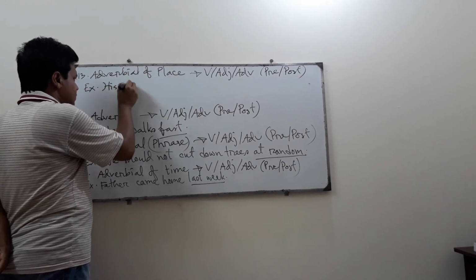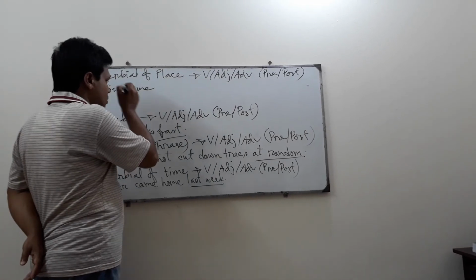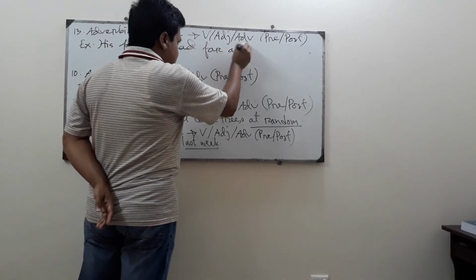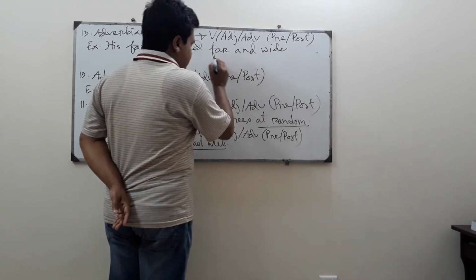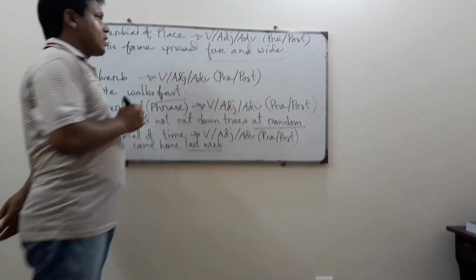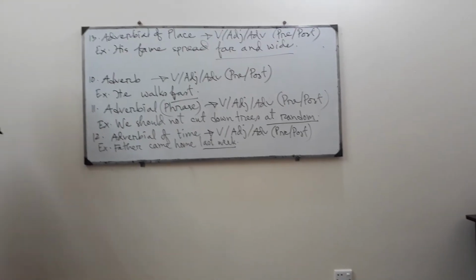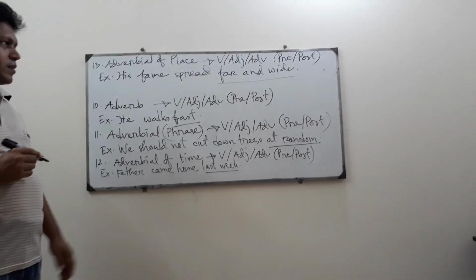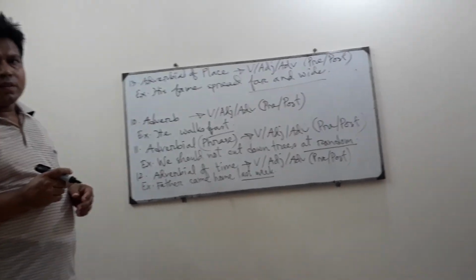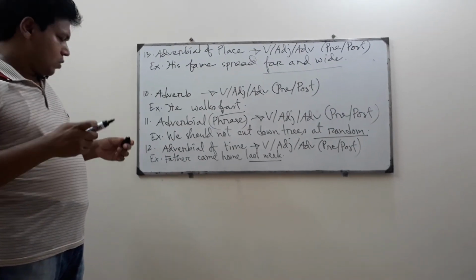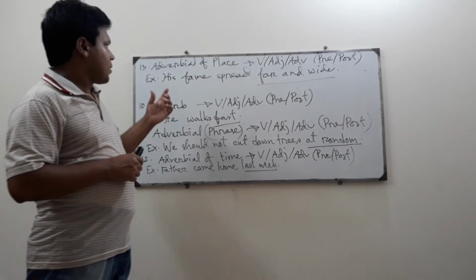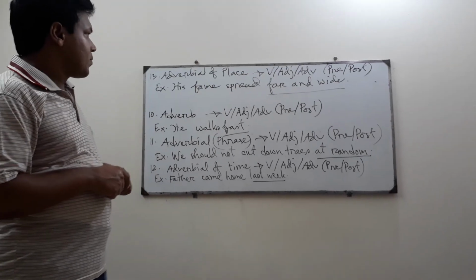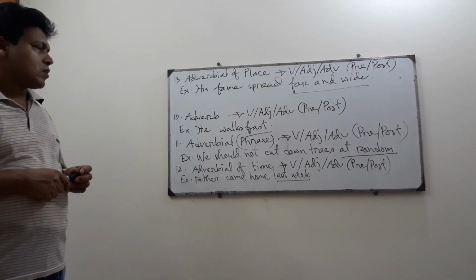his fame spread far and wide. Far and wide. Here the phrase far and wide means everywhere. So the phrase has modified the verb spread. So we can see that an adverbial of place may be a word or a phrase and it modifies a verb or adjective or an adverb. Okay.